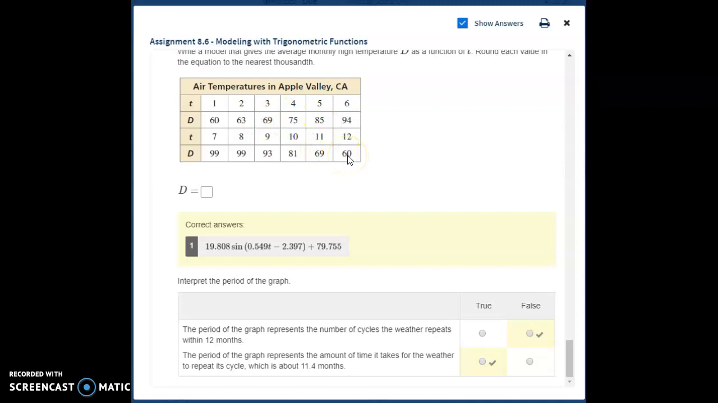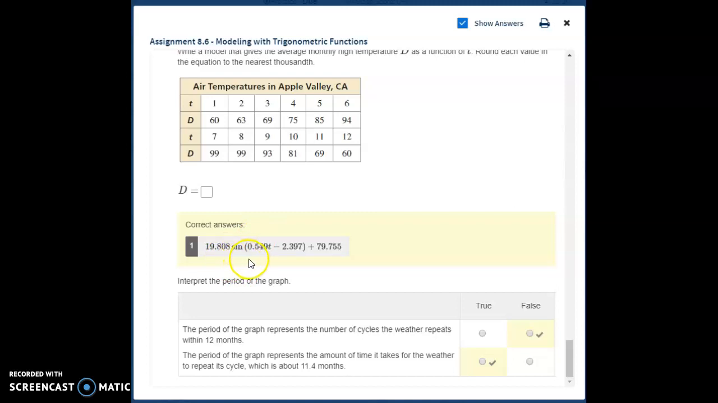Then go back to the stat button. This time you want to calculate. So you arrow over to calculate, and then arrow all the way down until you see sine regression. So that is, on mine it's letter C. And then you hit enter, enter, and it gives you the values y equals, and then it gives the equation, and then it has A, B, C, and D. So your answer for A is 19.807, which they've rounded to 8.08.